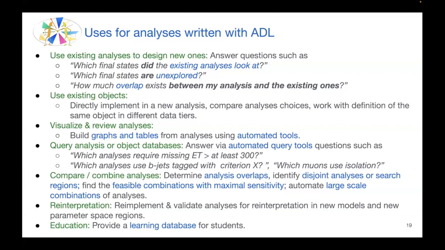Then for a particular analysis, if we can, we can build graphs and tables to understand, to visualize, as you have seen before. Or you can query, for example, the objects. What kind of muons are used? What kind of isolation is included? Then you can also query the analyses. What kind of analyses are using missing energy information with a cut on about 300, let's say. Then you can start comparing and combining analyses, and interesting things will come out of that, we predict.